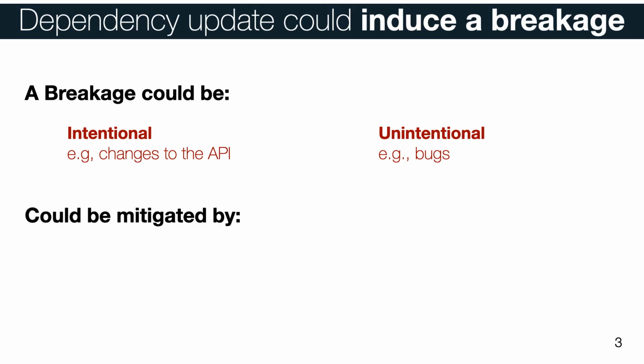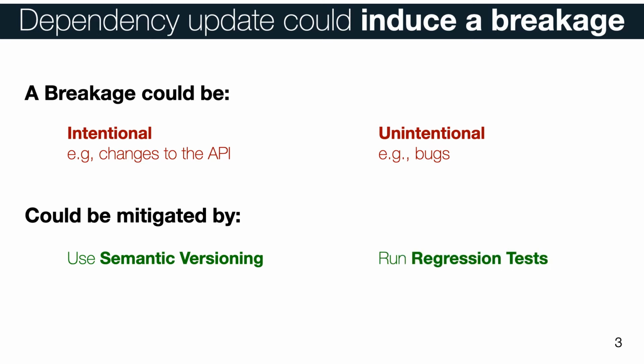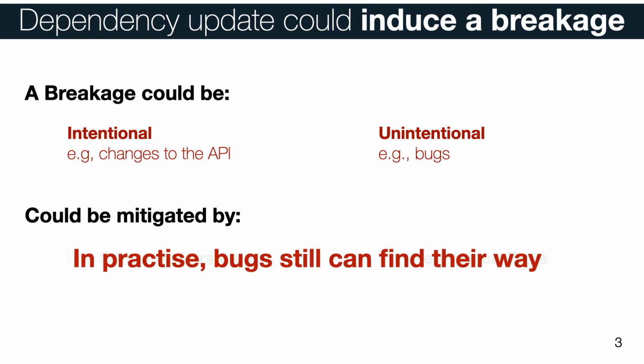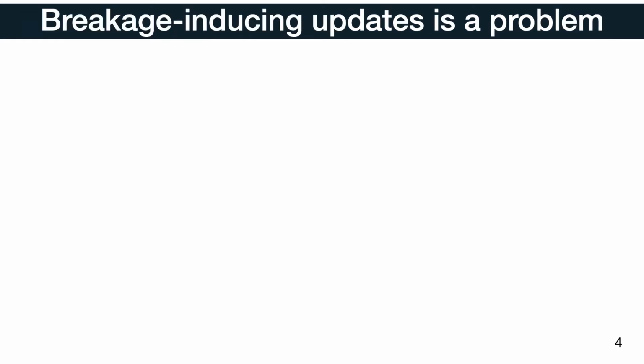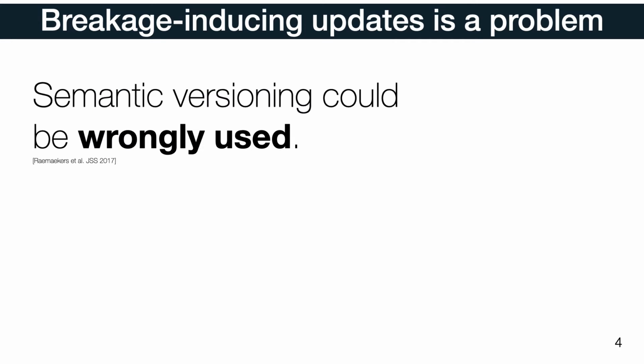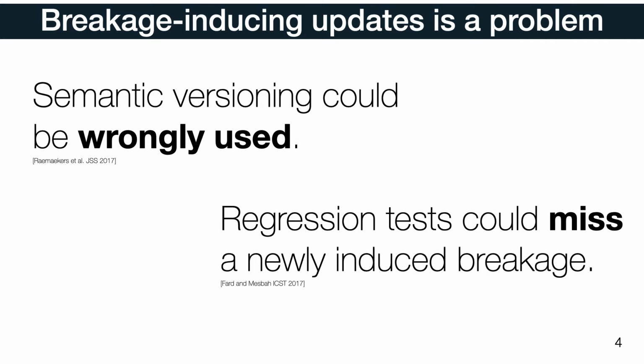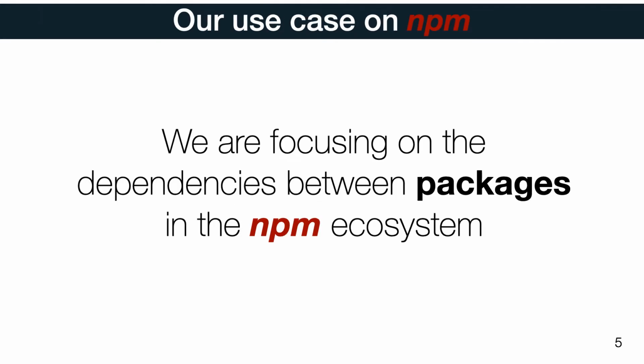Developers tend to mitigate this issue by using semantic versioning and restricting the update to a specific major version that respects backward compatibility. Also, running regression tests in the local environment or in the CI pipeline can help to detect and catch any unexpected behavior. However, in practice, bugs still can find their way. Breakage-inducing updates are a problem because semantic versioning could be wrongly used by the developers of the packages themselves. Also, regression tests could miss a newly induced breakage.